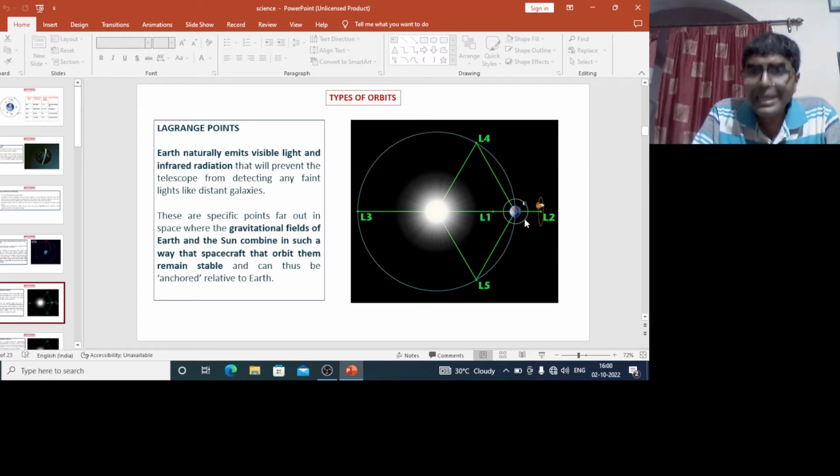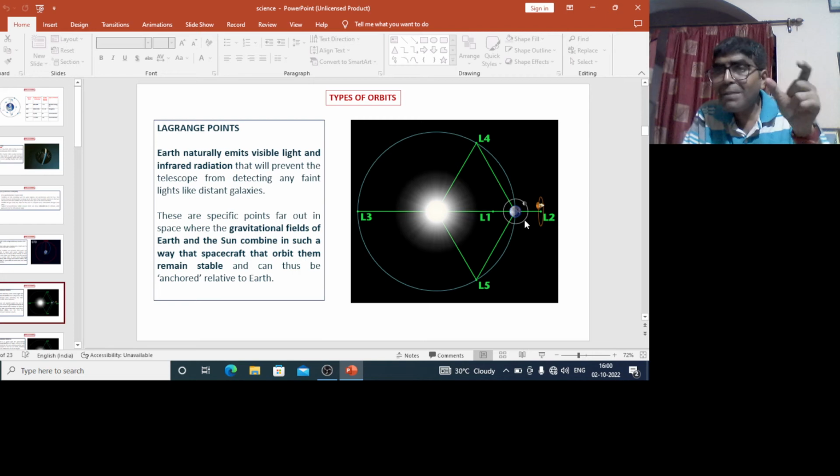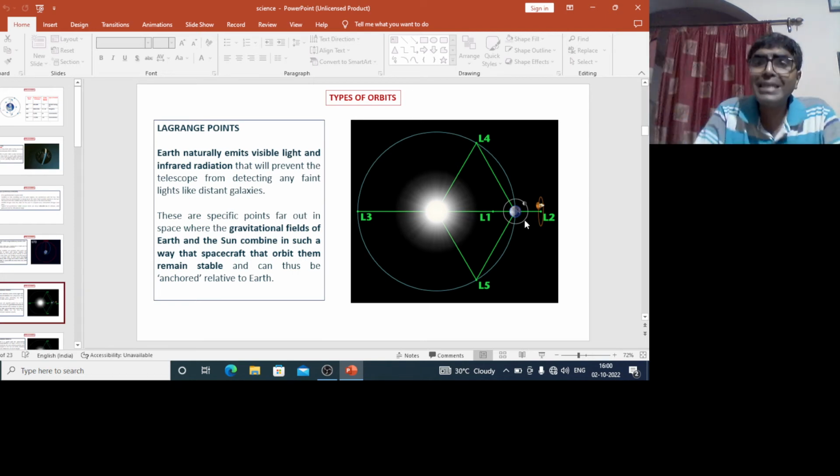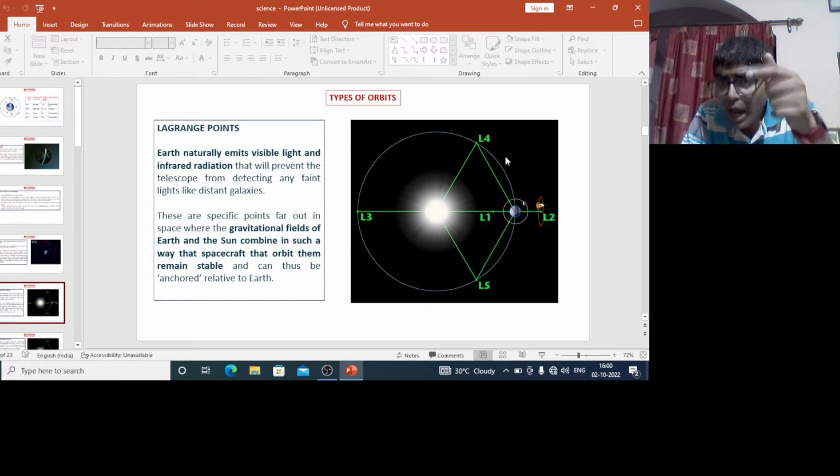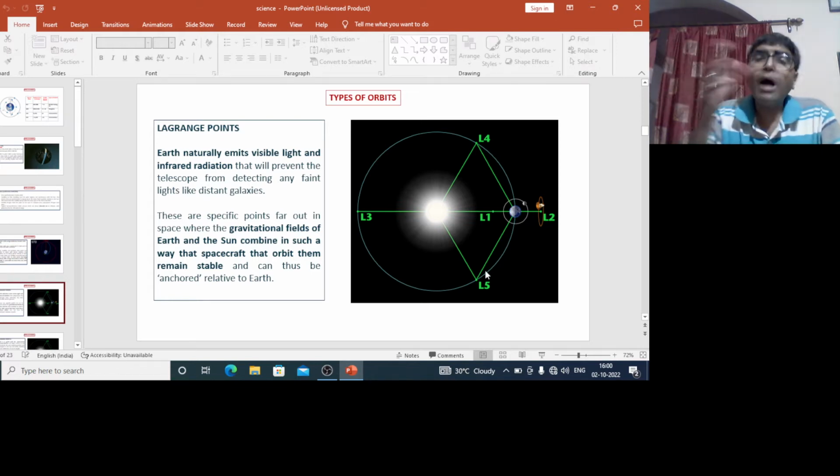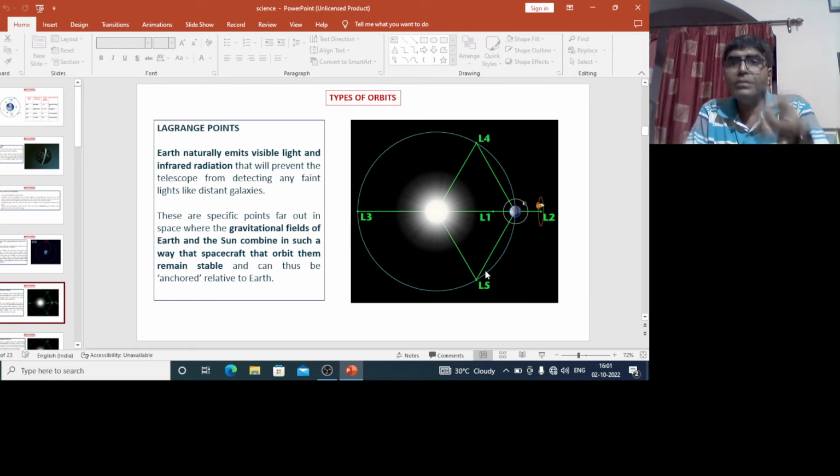So these L1, L2 and L3 are unstable points. That means at these points there is no stability. Now at L4 and L5, the points are much more stable. Now the reason why they are unstable: we know there is a gravitational pull and another, a tangential pull. The gravitational pull means, suppose, the Sun pulling the Earth, which we can explain with the help of gravity.